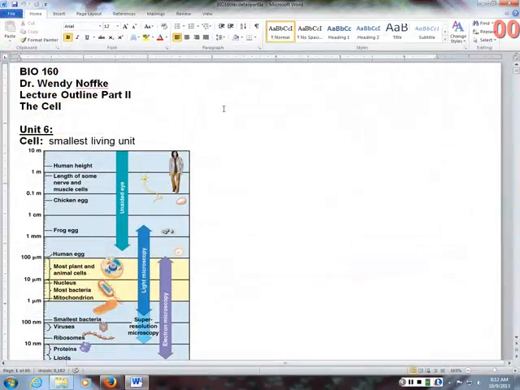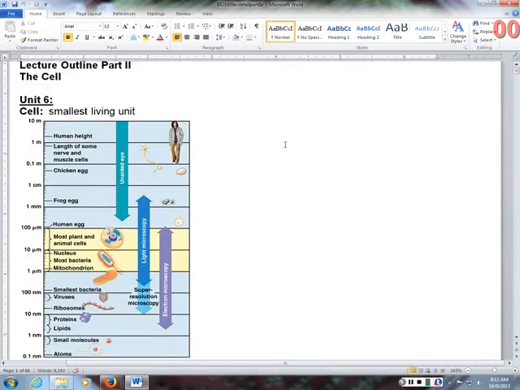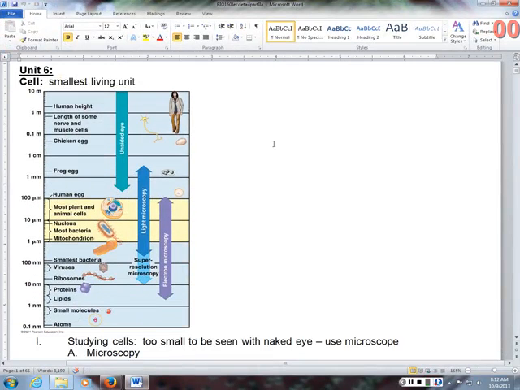So at this part we actually get to start with something that's alive now, finally. We're done with the chemistry section. And so it's looking at the cell. We spend the rest of the time looking at things with cells in this class. So your cell is the smallest living unit.